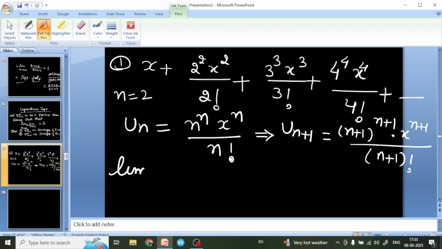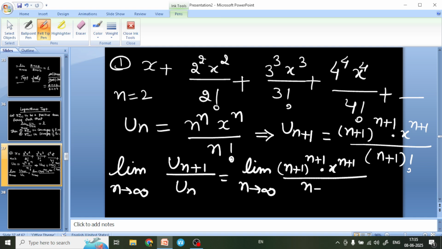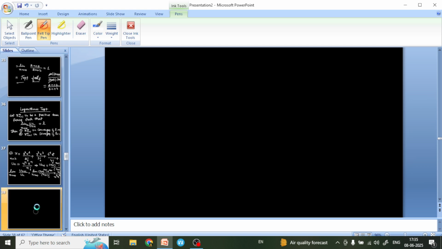Now take the limit both sides, n tends to infinity, and we will write u(n+1) over u(n) equal to limit n tends to infinity of (n plus 1) whole power n plus 1 into x raised to power n plus 1 over (n plus 1) factorial, and into n factorial over x raised to power n, n raised to power n. Now solve this.